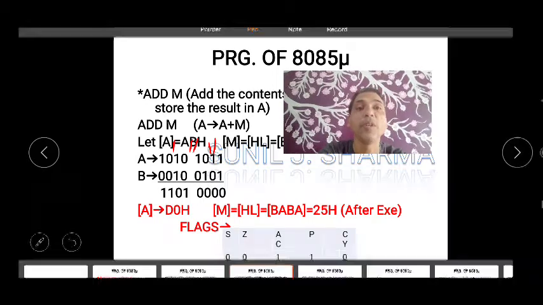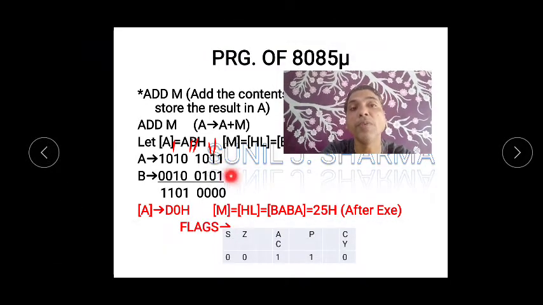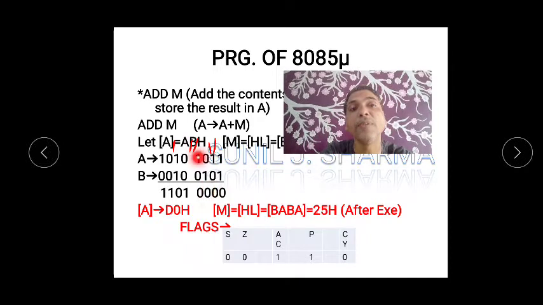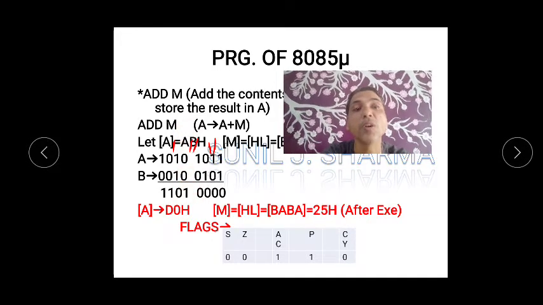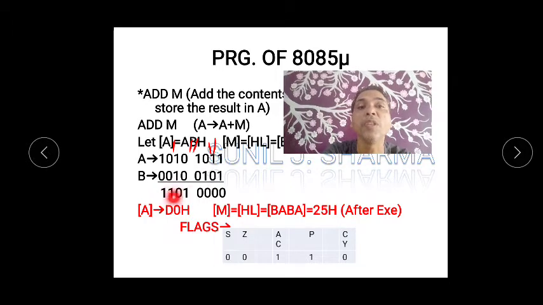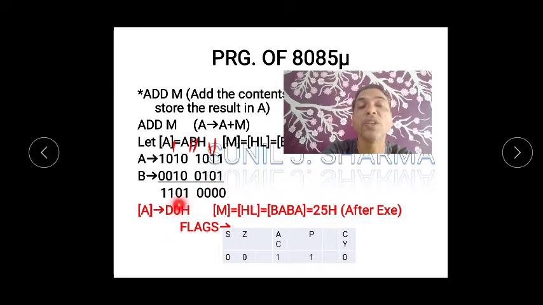Now let me explain. Here you can see 1 plus 1 is 0, carry 1. Again 1 plus 1 is 0, carry 1. Again 1 plus 1 is 0, carry 1. This carry is 0. 1 plus 1 is 0, carry 1. When the carry is passed from the 4th bit to the 5th bit, then the auxiliary carry flag is set. Can you see here we have already set the auxiliary carry flag. This is 1, again 1 plus 1 is 0, carry 1. Then this will be 1 and this is 1. So this is 12 plus 1, 13, and 13 means D, this is 0.